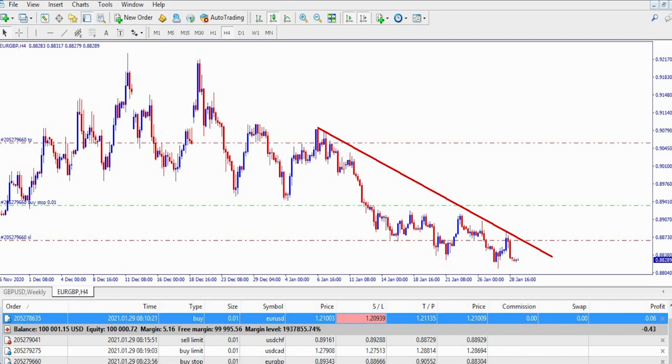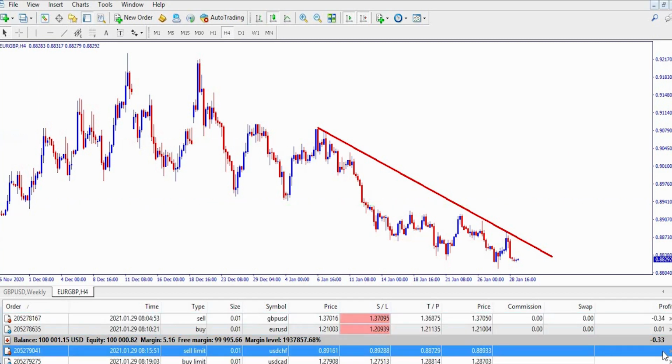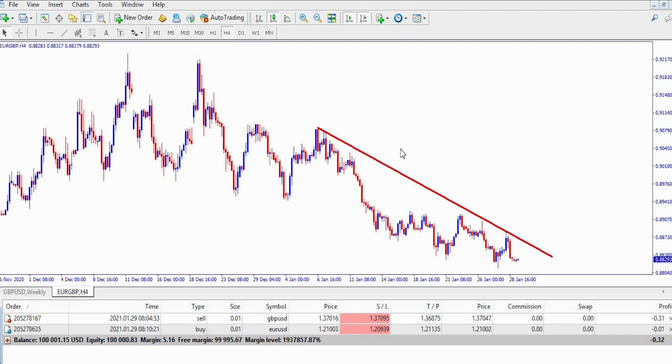So you can see the buy stop order is below. Until price touches it, it will not be activated. Also for the sell stop order, let me cancel. Let me just take away these guys so I can explain the sell stop order.